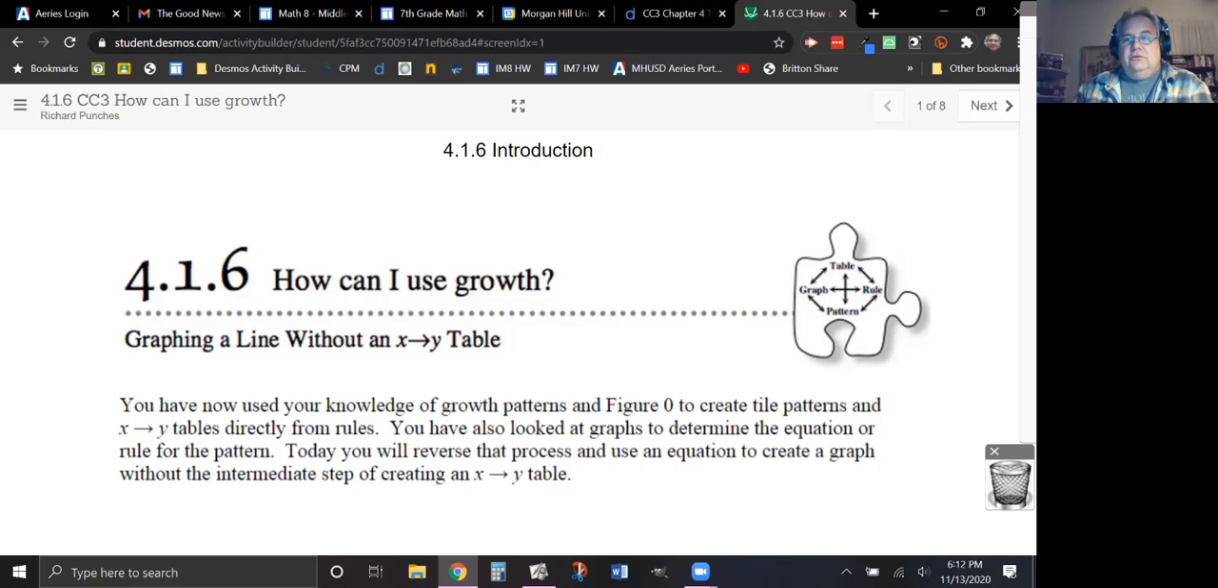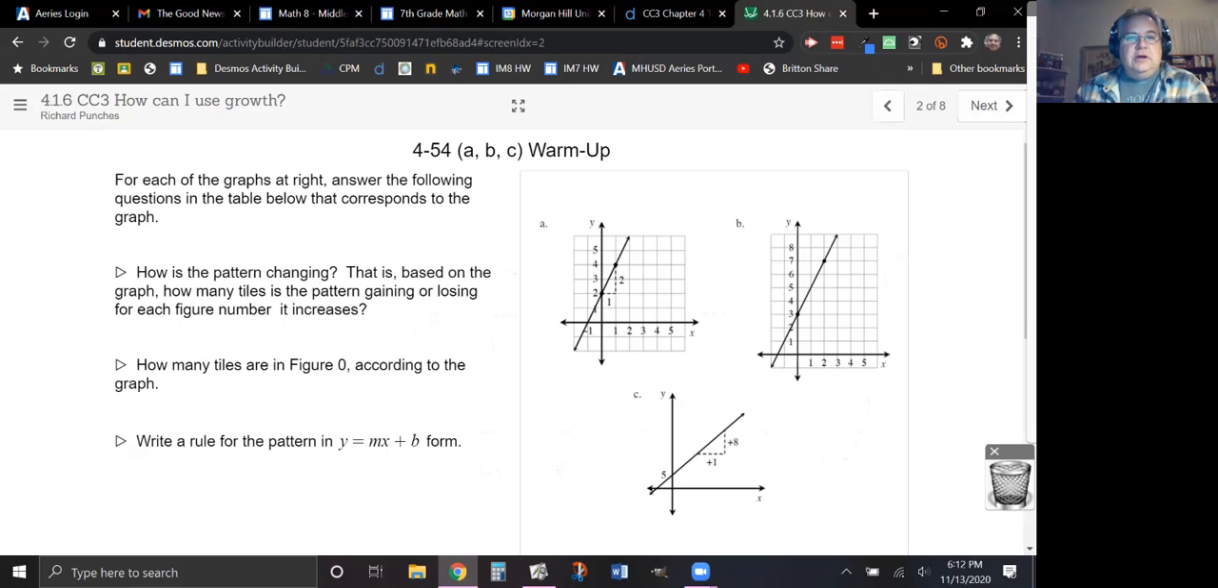So as we go forward here, there are a couple of problems you should be doing. These are our warm-up problems: 4.1.6 parts A, B, and C, and D, E, and F on the next page. For each of the graphs at right, answer the following questions. How is the pattern changing, based on the graph? How many tiles is the pattern gaining or losing for each figure number? Second part, how many tiles are in figure 0 according to the graph? And then write a rule for the pattern, y equals mx plus b.